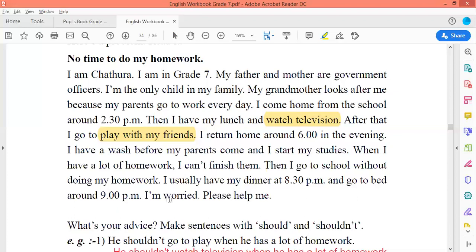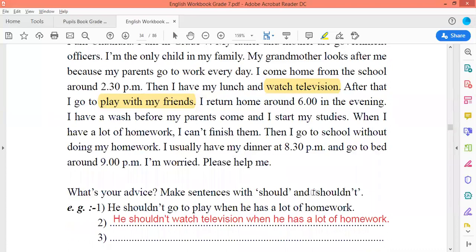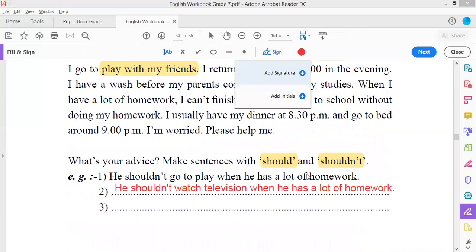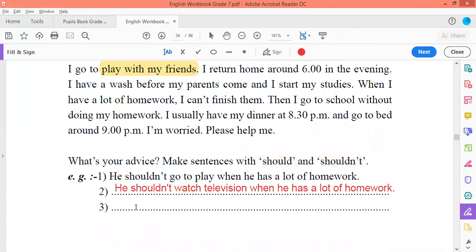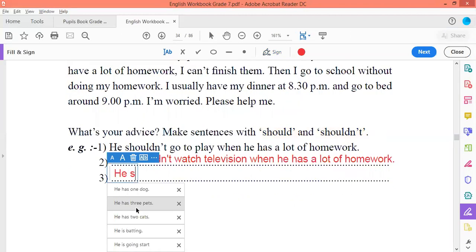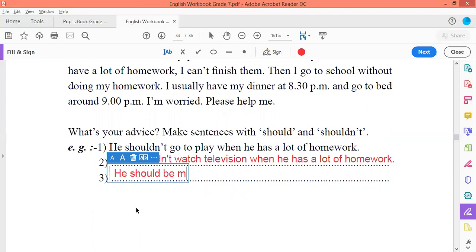So you have to make sentences with should and shouldn't both. Now we will use should and write what he should be doing. In this kind of situation, what should he be doing? He should be more responsible. That means he should be accountable for his own work. He should take care of his things. Now, when there's no one to take care of him, he should learn.